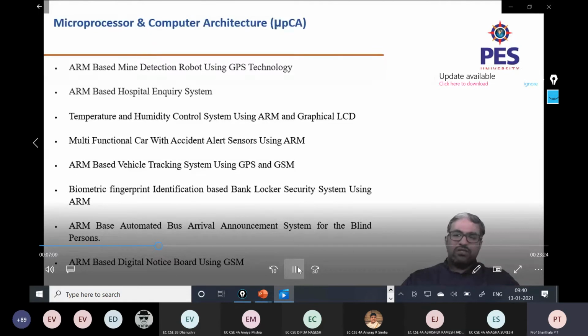If you want to devise a simple device, it can be built using ARM processors: vehicle tracking system, biometric fingerprinting system, the automated bus arrival or metro train arrival system for blind people, any digital notice board which you see in academic institutions can be built using the ARM processor. So learning the ARM processor makes a lot of sense. So here we have decided to teach programming the ARM processor.